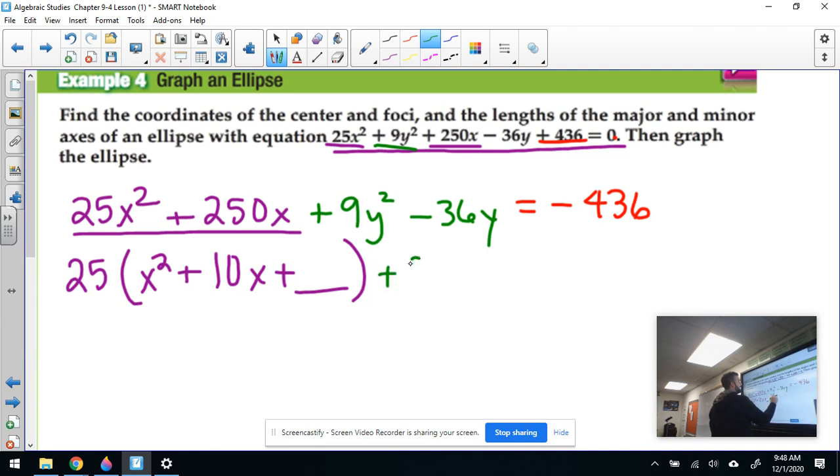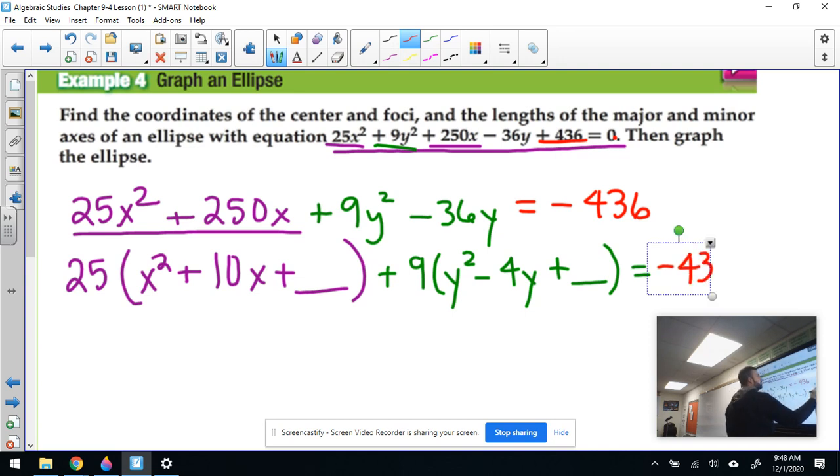In my y's, I can factor a 9 out. And I'm left with y squared minus 4y plus blank is equal to, and then it's going to be negative 436. But notice, since I added something in purple for the x's and I added something in green for the y's, I have to add it to the other side to keep my equation balanced, right? So I'm going to add that. So plus blank and plus blank. And we have to figure out what those values are, okay?